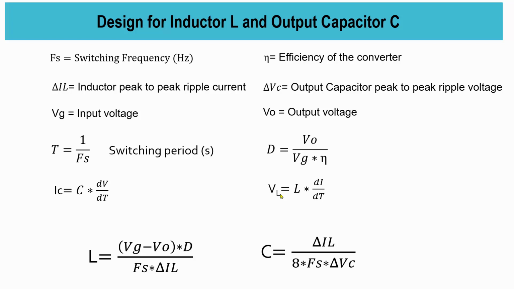So let's skip the details of the complex derivation. From those equations, they come up with two equations to design for L and C. L is (Vg minus Vo) times D divided by Fs times the ripple current. For C, it is the ripple current divided by 8 times Fs, which is the frequency, multiplied by the ripple voltage. So very straightforward.